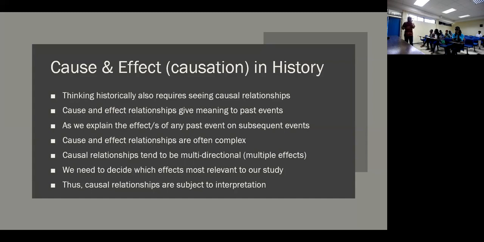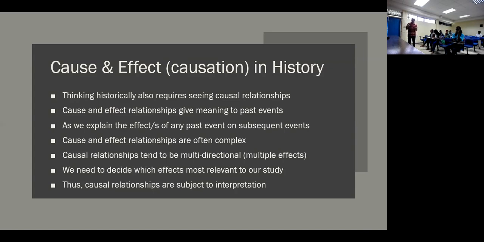One of the things that I mentioned there: causal relationships tend to be multi-directional. That is, one particular event or cause may have different effects. So there's no linear relationship. One cause, one effect? No. One cause, multiple events. But actually it's more multiple causes and multiple effects. That's the complexity that we have to understand.